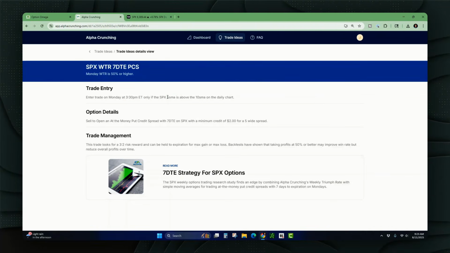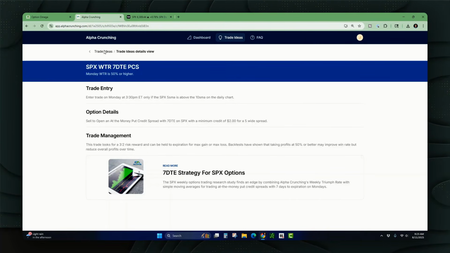So the execution software at Option Omega is going to look for these conditions, and if the conditions are met, it will take the trade. If the conditions are not met, it will skip the trade. And this is an at the money put credit spread. We're looking for a minimum credit of $2 for a 5-wide spread. So we're setting up a 3-to-2 risk reward, and that's sort of the trade setup.